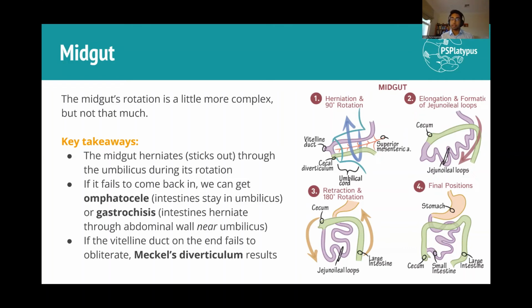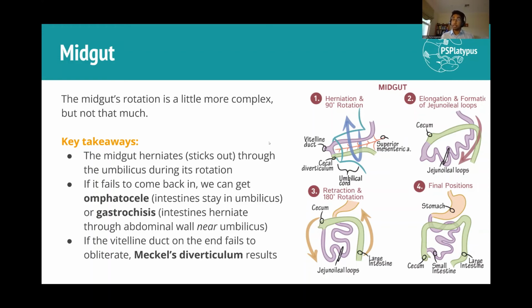Now, you can also see the vitelline duct, which is a little sort of sticky out bit at the end of the purple bit here, which is what we call the cranial loop. And that's meant to come back in, basically. So that's not your appendix. Your appendix forms from your colon, and specifically the cecum. That's meant to come back in. If it doesn't come back in, we get a thing called Meckel's diverticulum. And we'll talk about that a little bit more on the next slide.